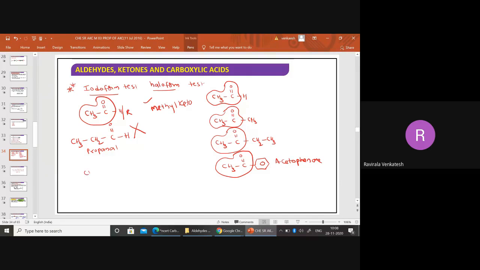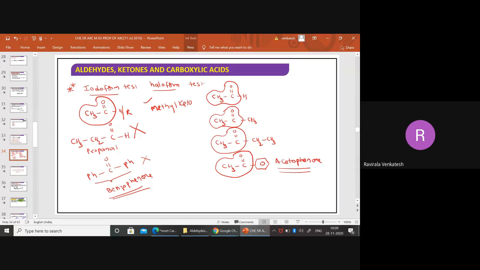Isn't it? For example, if I take CH3 C double bond O Ph, does it give the iodoform test? No, sir. What is the name of this one, beta? Benzophenone. Now the question is: how do you distinguish benzophenone and acetophenone? Which test do we use?